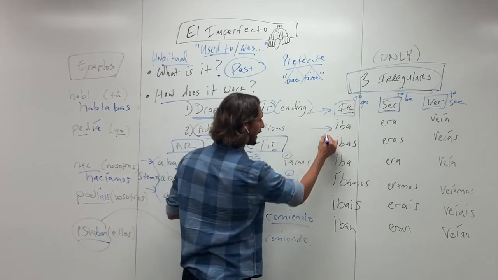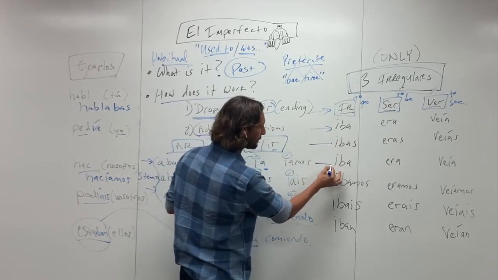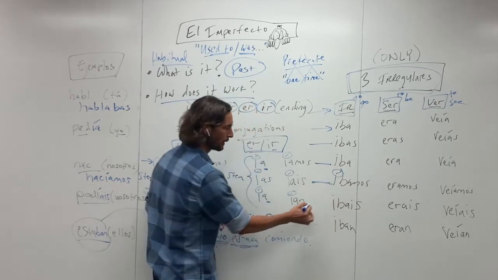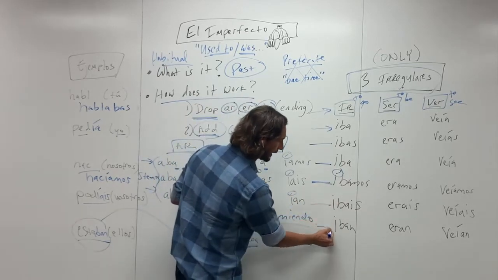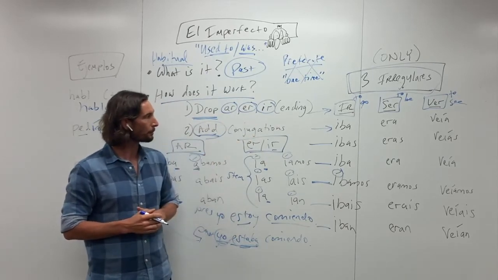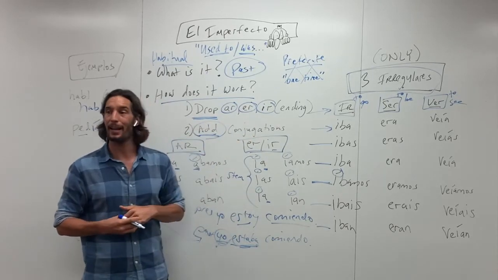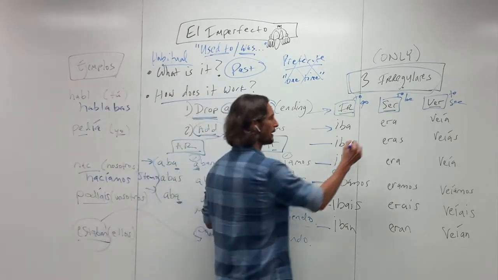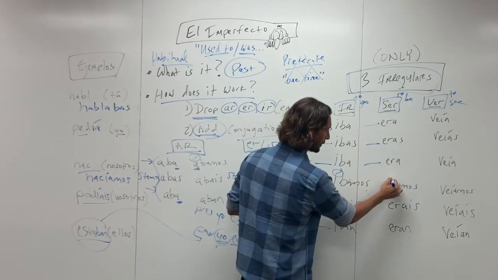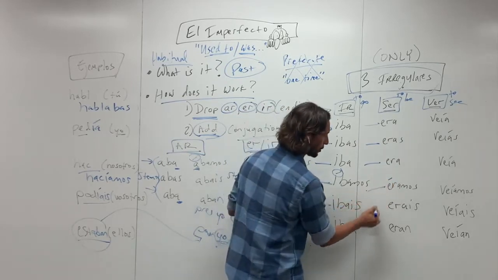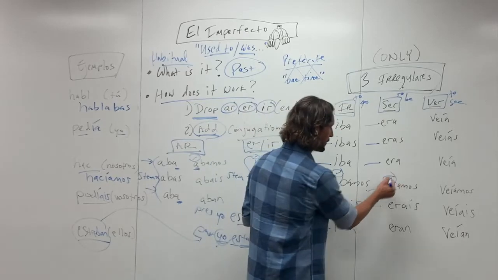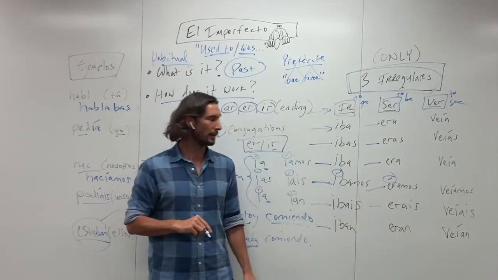We've got iba, ibas, iba, íbamos, notice that accent. Íbamos, ibais, iban. Moving over to ser, which means to be, you have era, eras, era. Let's put an accent there. Éramos, erais, and eran. Again, notice there's an accent over that E.